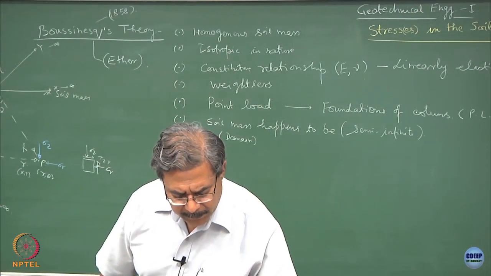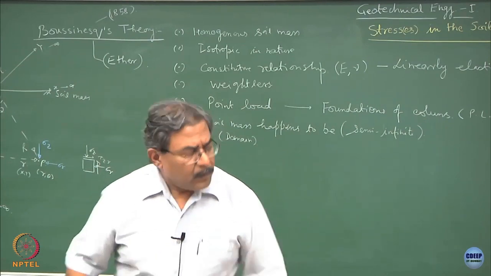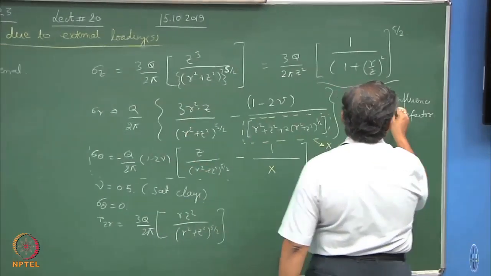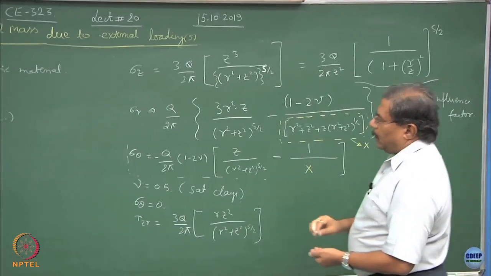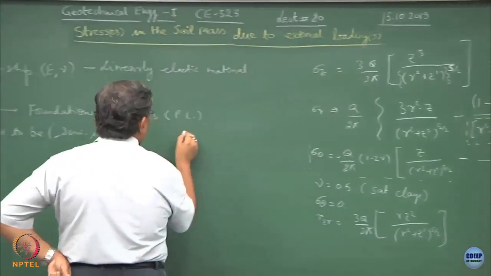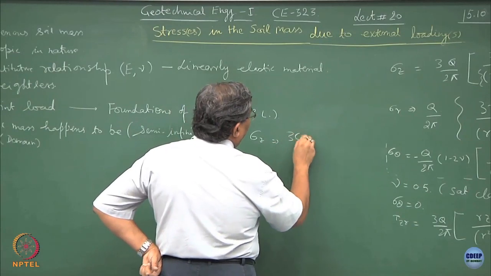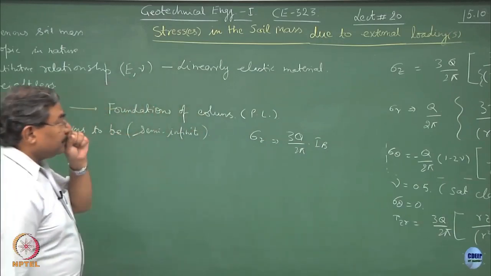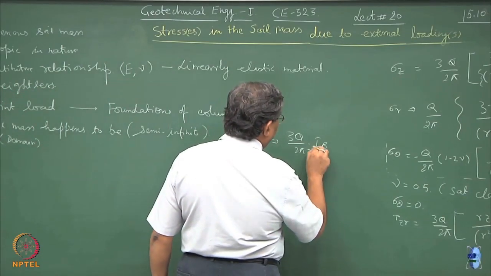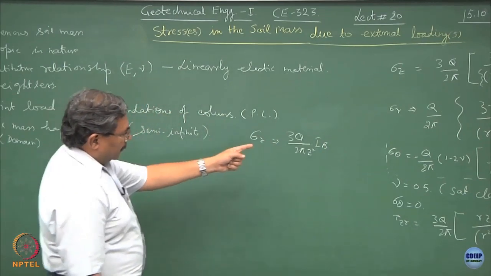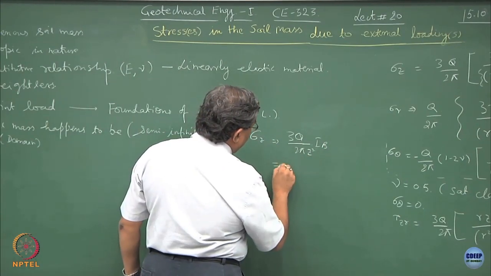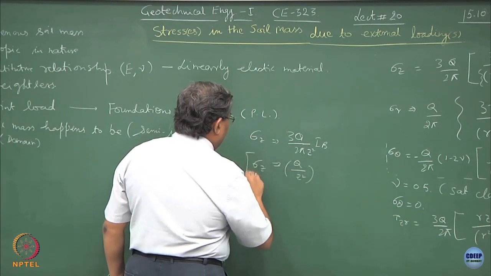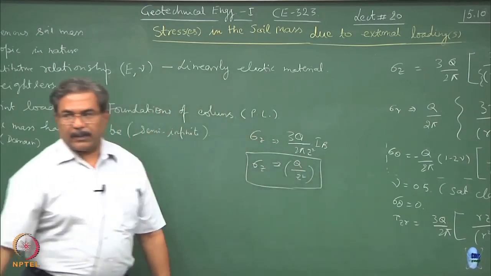Now, what we can do is, you can replace all these coefficients with influence factor, all right, IB. Hence, I can write sigma z equal to 3q upon 2 pi into IB. And z square also, 3 upon 2 pi also I can take into IB, and I can say that this is a function of q upon z square. Now, do you find any abnormality in this expression?